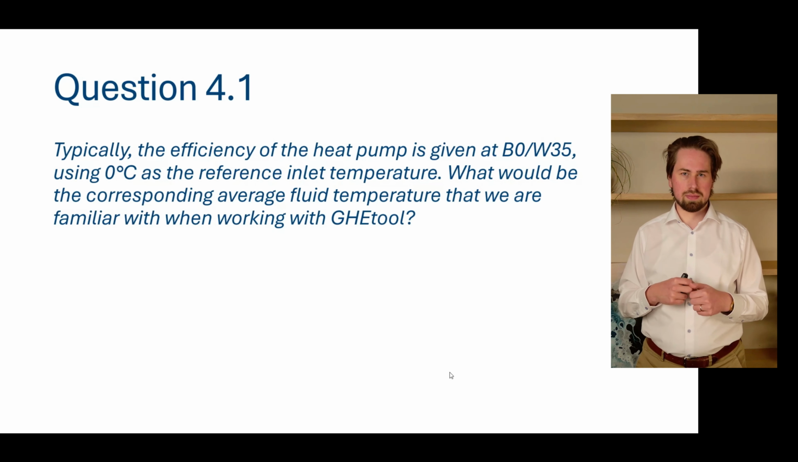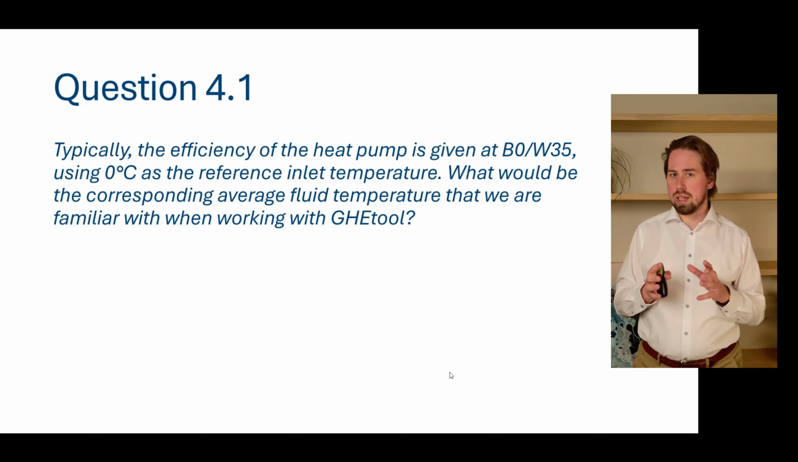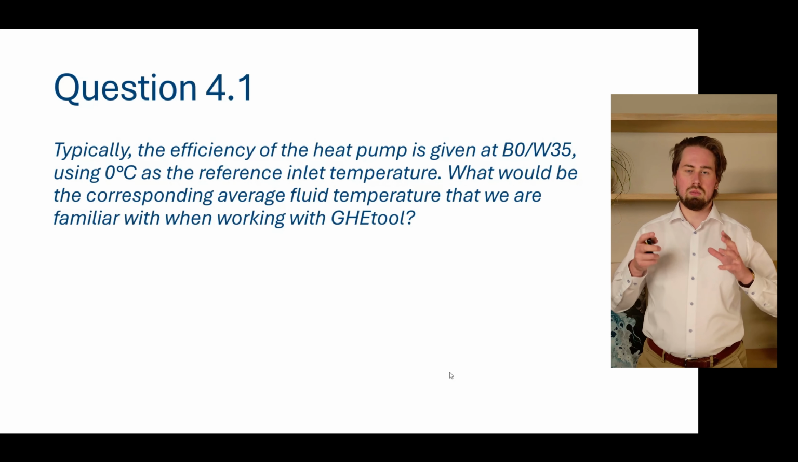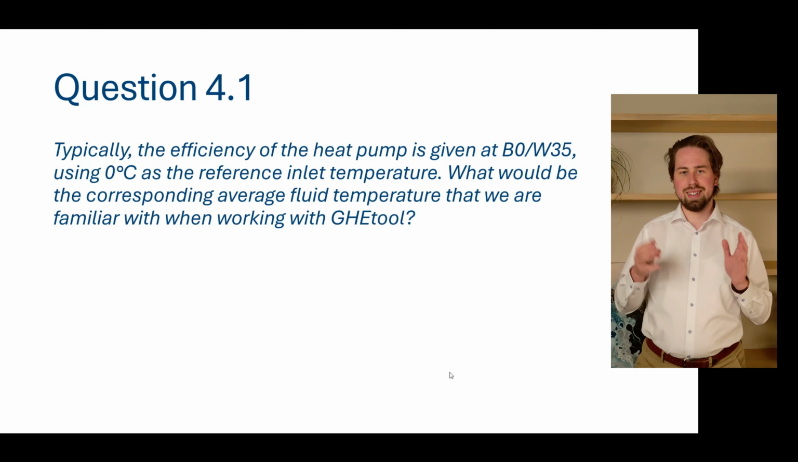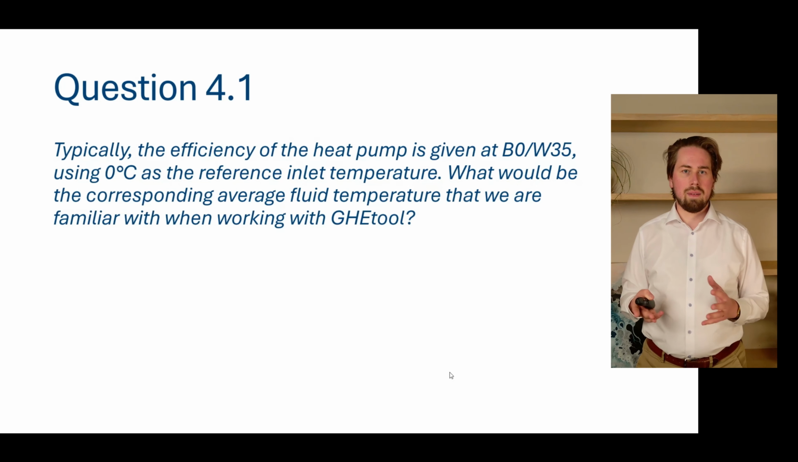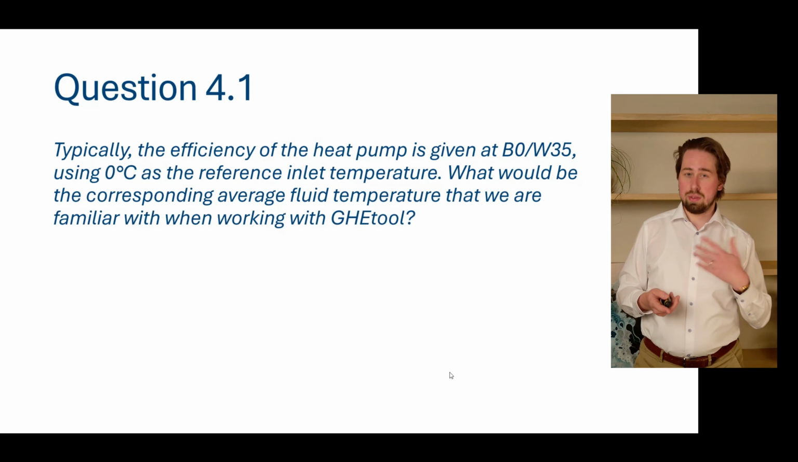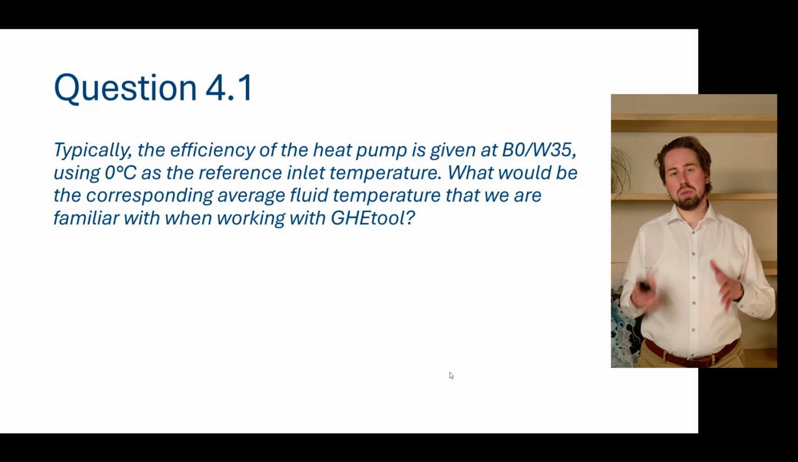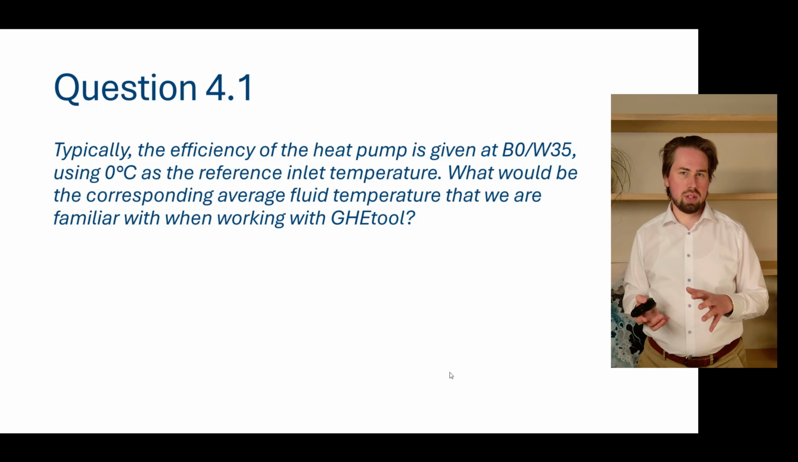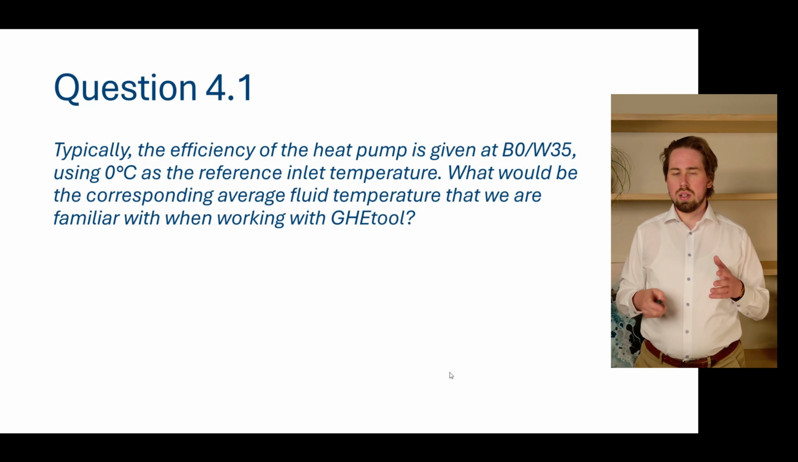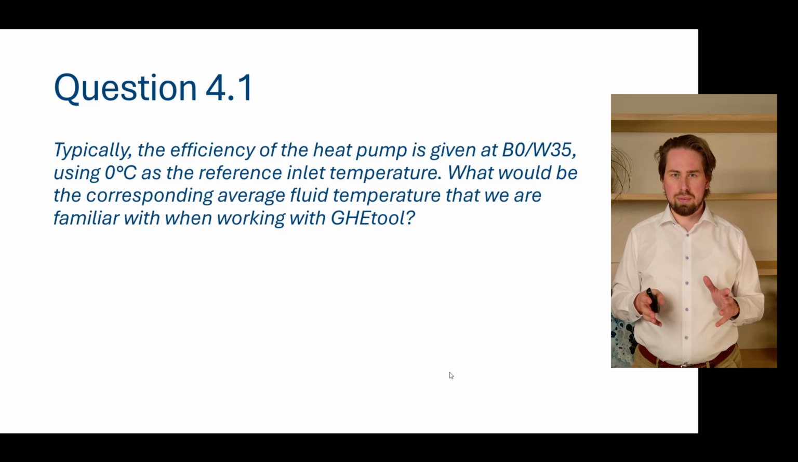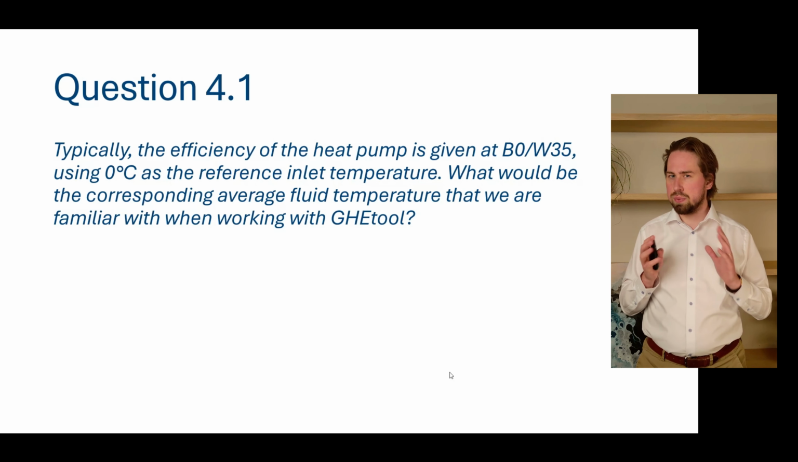So if the 0 degrees is the reference inlet temperature of your heat pump, what is the average fluid temperature in GHG2? Now to calculate that, what we need is the temperature difference between the inlet and the outlet, the delta T. If you use a constant temperature difference, it's a fixed value. Typically it's between 3 to 5 degrees Celsius, so let's say it's 4.